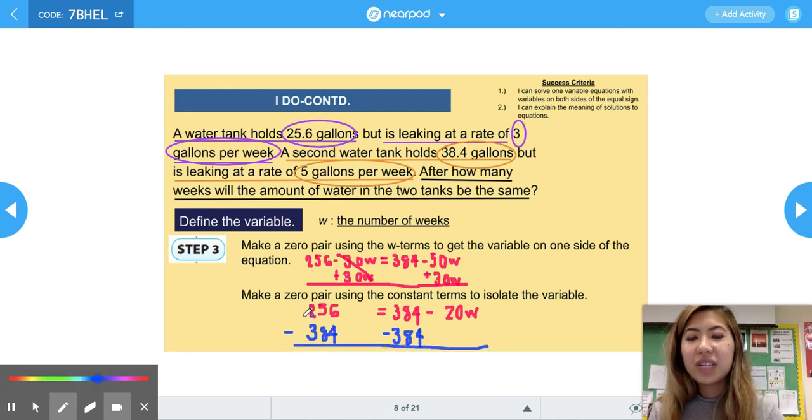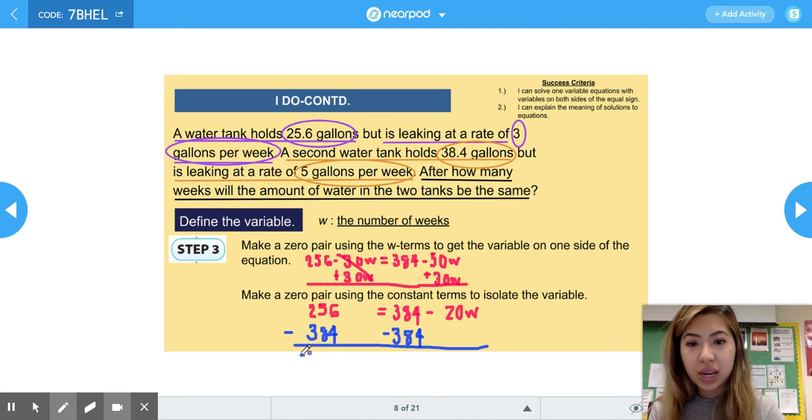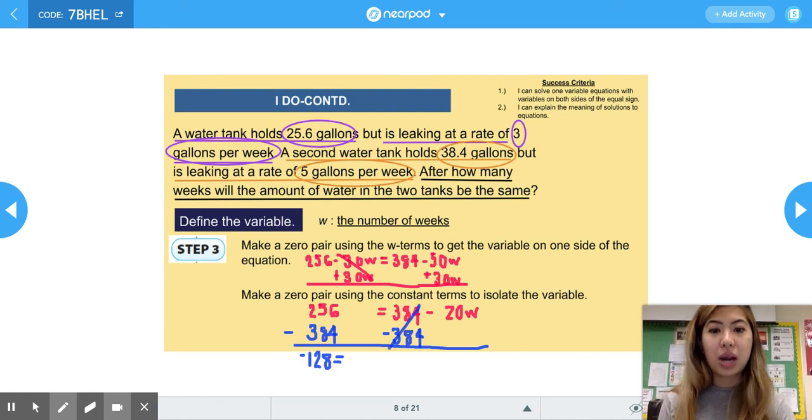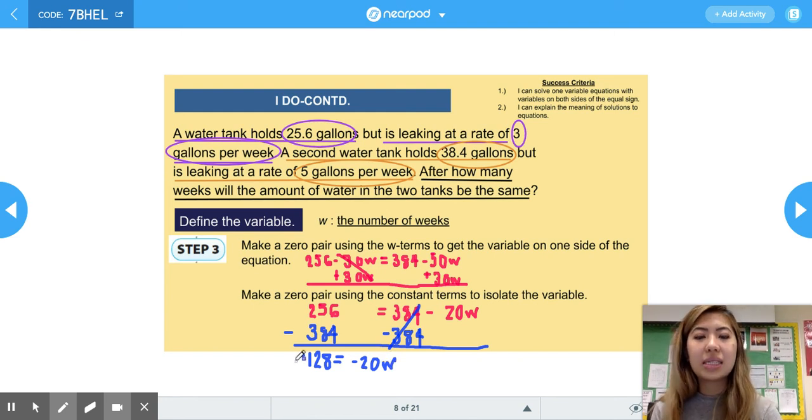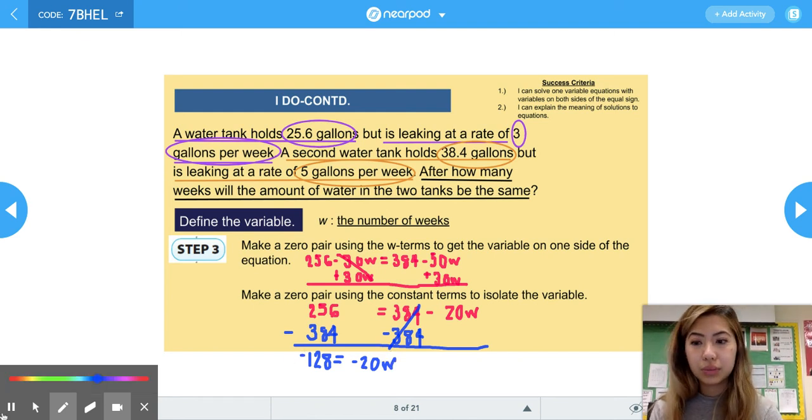So 256 minus 384 is negative 128. And then our zero pair is the 384, since when we subtract 384 by itself, we get 0. Then we're left with the negative 20w. So we cannot forget the negative because that'll change the sign of our answer if we do. So we have negative 128 is equal to negative 20w.